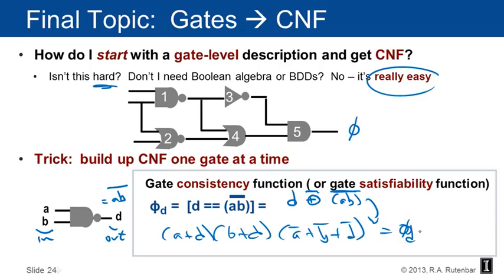phi sub D. Now, okay, why am I doing this? What good is this? This turns out to be a really magical little helper function that's going to actually let us get a CNF for the entire network, no matter how complicated it is, one gate at a time.